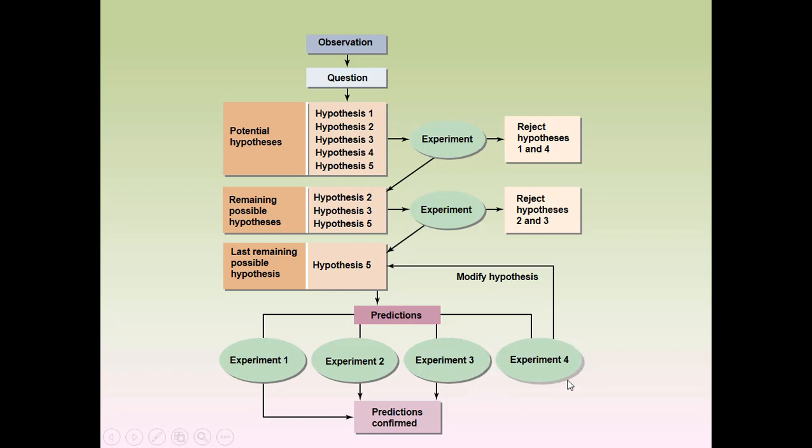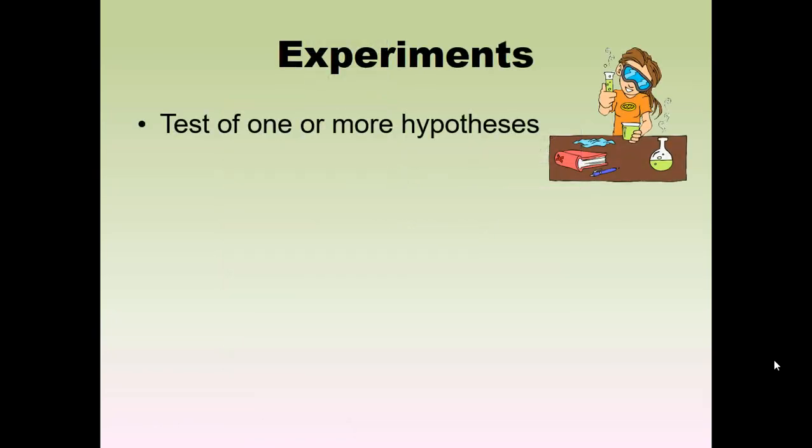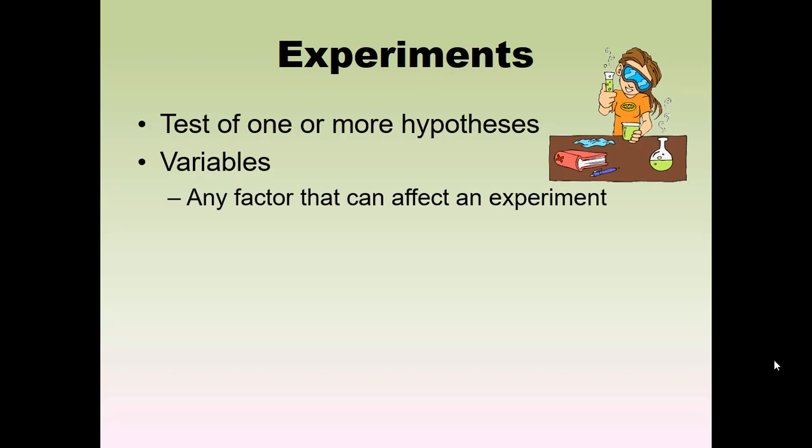If our hypothesis fails, then we come back and we have to come up with new hypotheses. And then we perform more experiments. Again, our goal is to reject hypotheses. So when we do an experiment, again, the idea of an experiment is to test one or more hypotheses. One of the things we need to keep in mind are variables. So a variable is any factor that could affect an experiment.